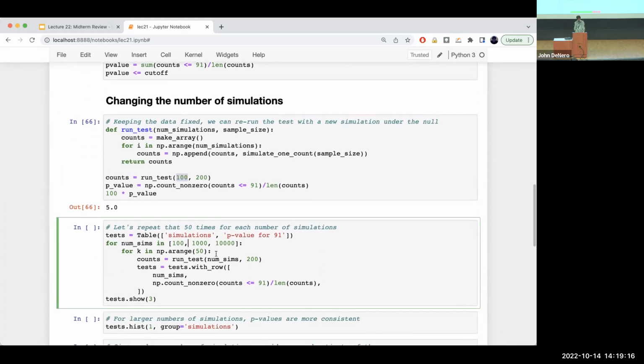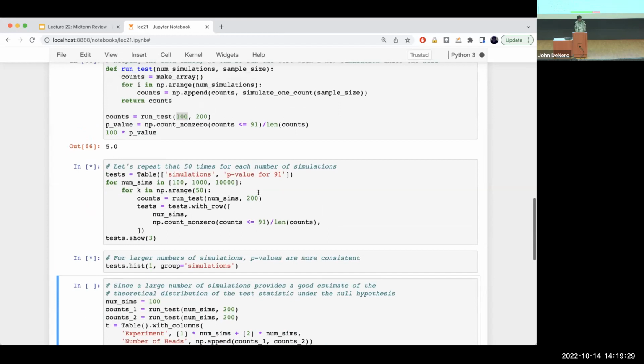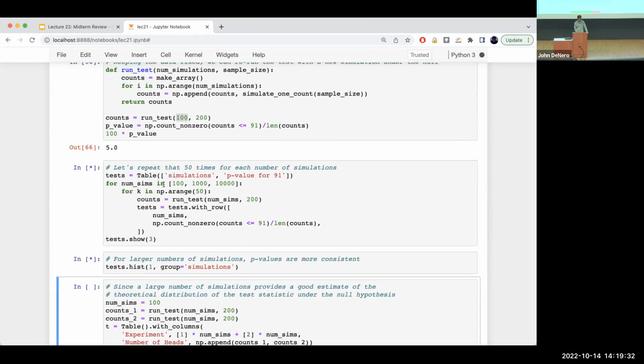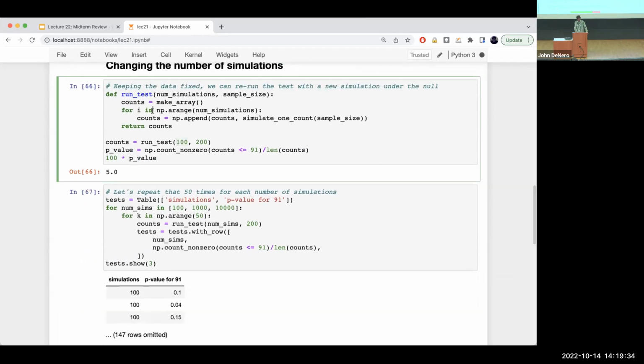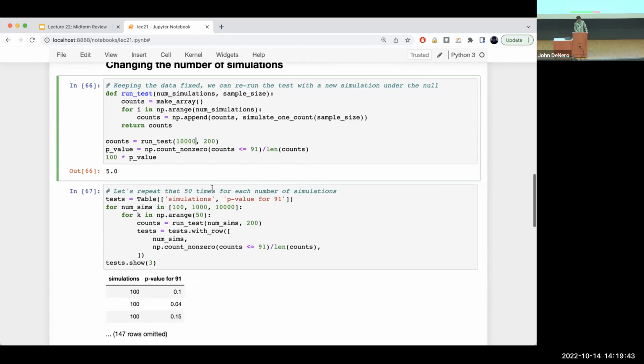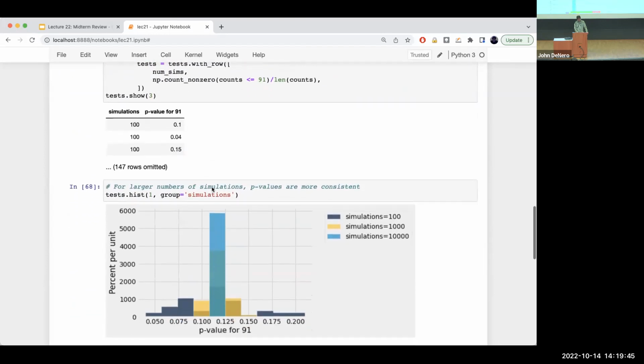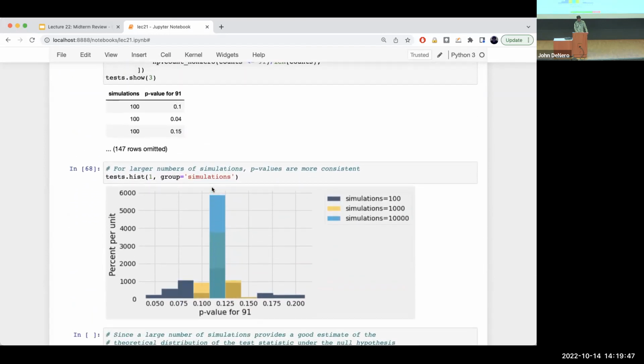In fact, if we try 100 and 1,000 and 10,000, and we try each of those 50 times so that we can see the kinds of values that we get out, and then we draw a histogram for those, you can ignore the code. But what I'm doing is basically running this cell 50 times where I'm changing this to 100, 50 times, and then 50 times with this is 1,000, and then 50 times with this is 10,000, just to see what kind of p-values I get out with the same data.